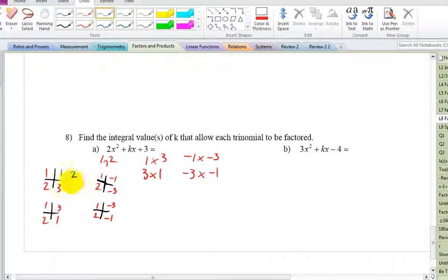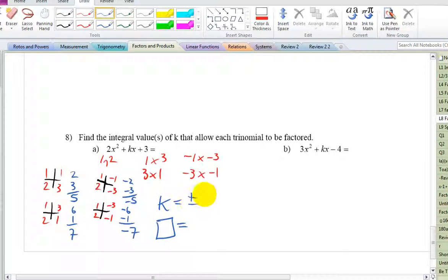Okay. This would be 2 and 3 giving me 5. This would be 6 and 1 giving me 7. Negative 2, negative 3, giving me negative 5. Negative 6, negative 1, giving me negative 7. So k, or in the textbook I think they use the square, can equal plus or minus 5, plus or minus 7. Okay. Now if it just asked for how many, you didn't have to do the boxes. You could have just looked at the factors.